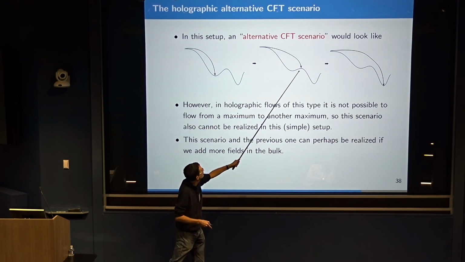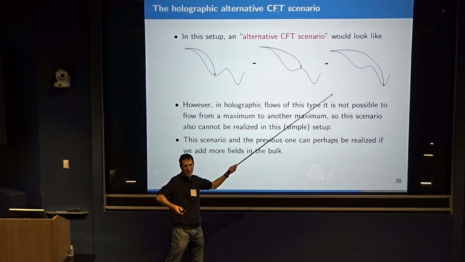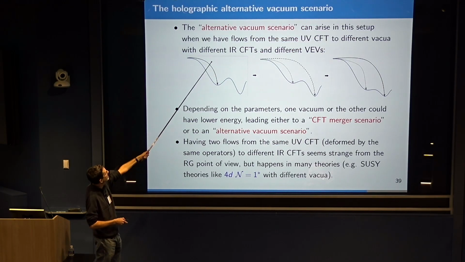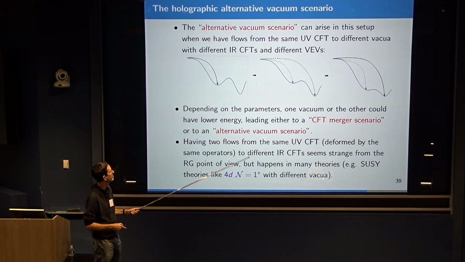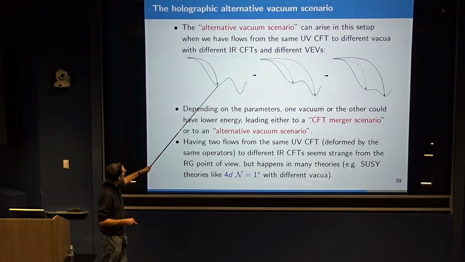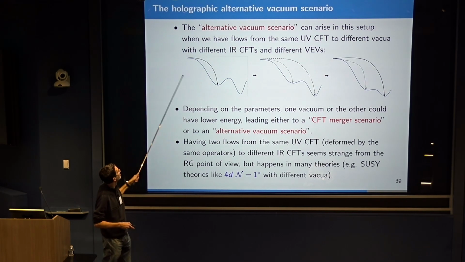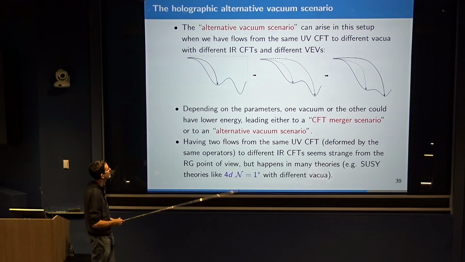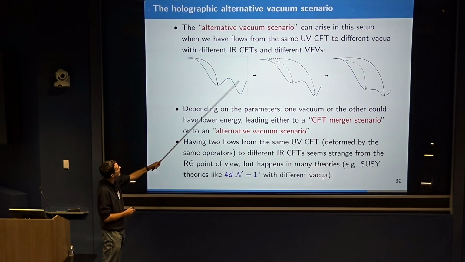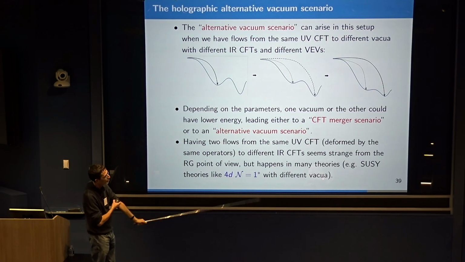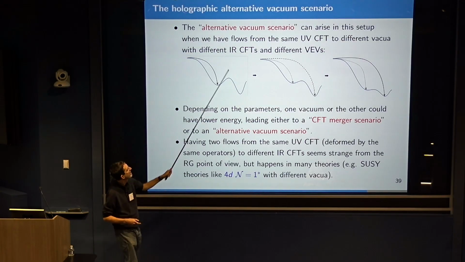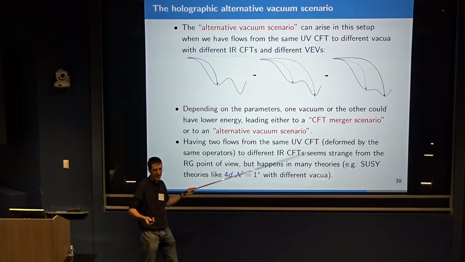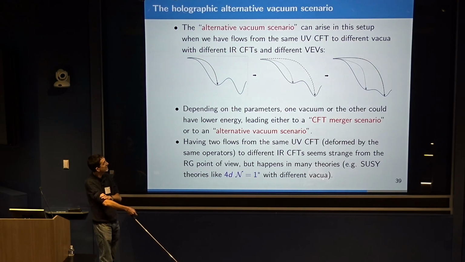In principle, we might imagine that we could also have an alternative CFT scenario in this holographic scenario where we flow to a maximum instead of to a minimum, but it's easy to show that that's actually impossible. But what can happen is that we could have this alternative vacuum scenario where we have one RG flow landing at this theory, but in this holographic setup, even though it's somewhat surprising, we can have, for the same UV theory, two separate solutions to the bulk field equations, which end up in different CFTs in the IR with different central charges and operator dimensions.